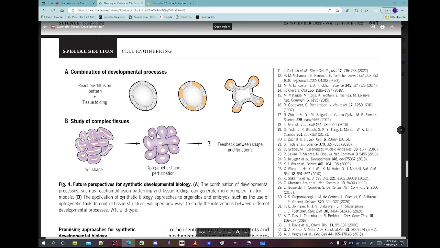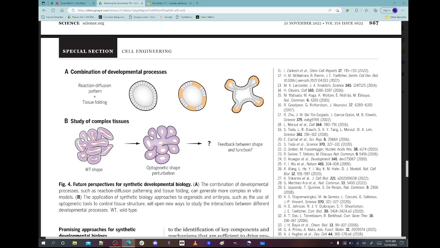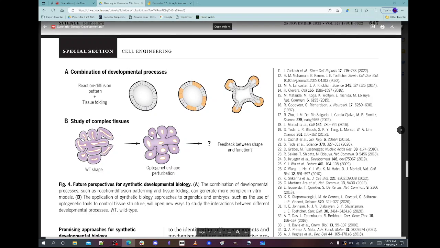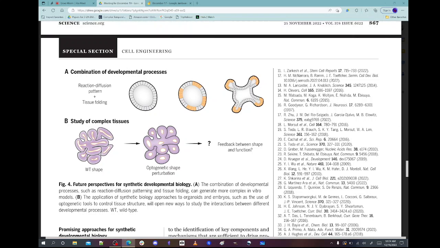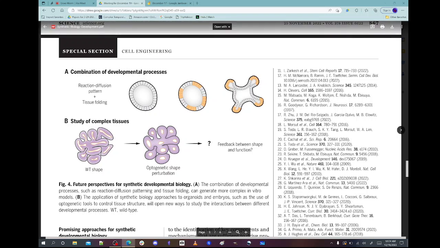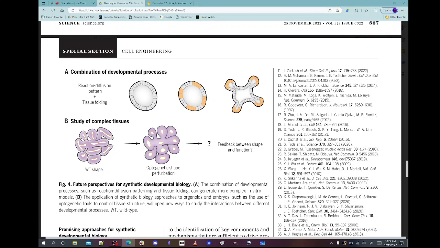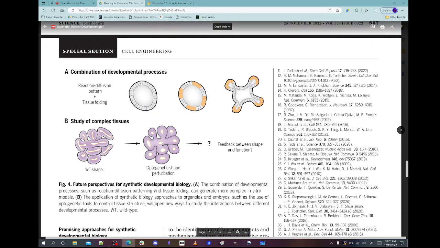The future perspectives, of course, you have two things here that they point out: combination of developmental processes. So you can combine these different things. You can, for example, combine reaction diffusion patterning and tissue folding. And this is an example from an organoid where you're able to take a circular array of cells, manipulate some of the cells, and fold them out. So you form this morphology here. And you can actually sculpt morphogenesis out of these very simple models.